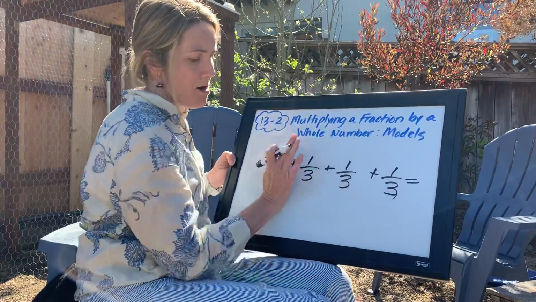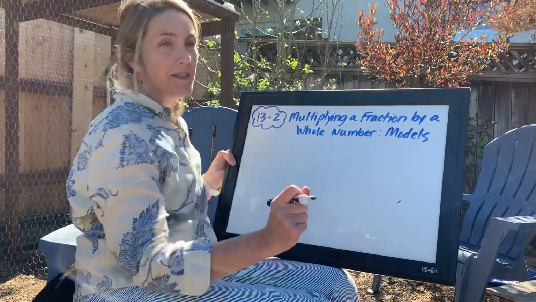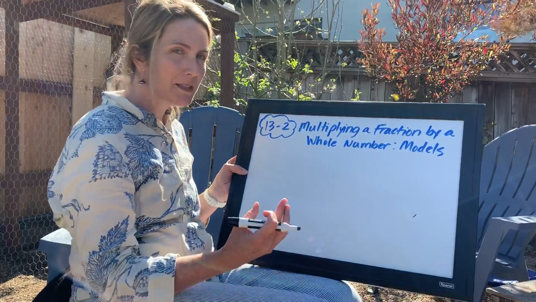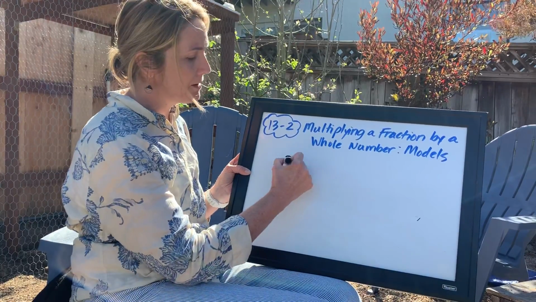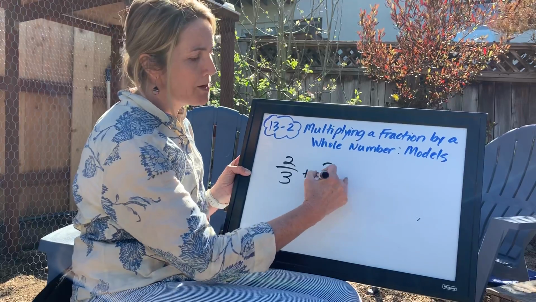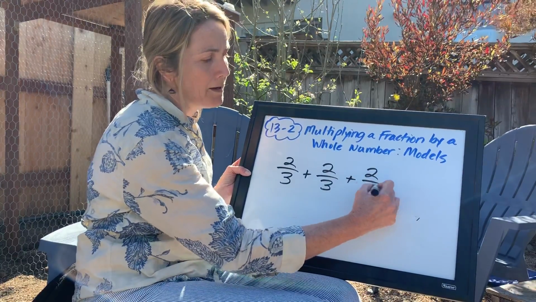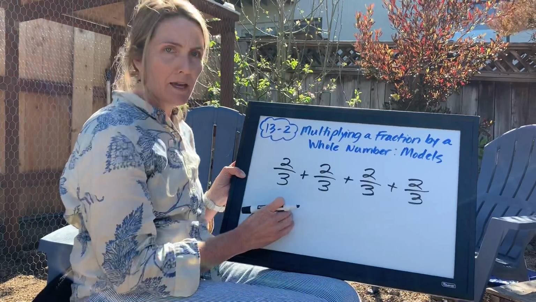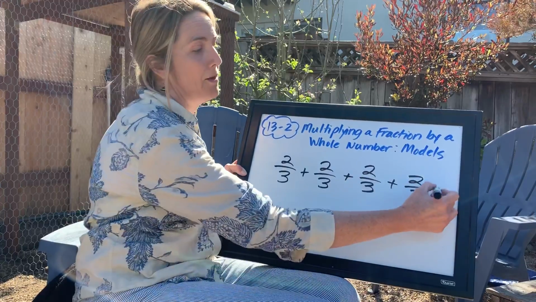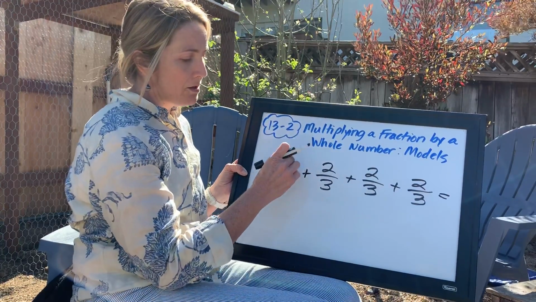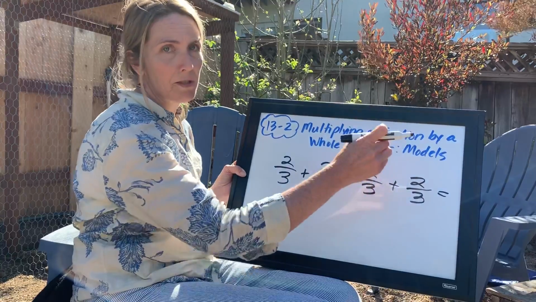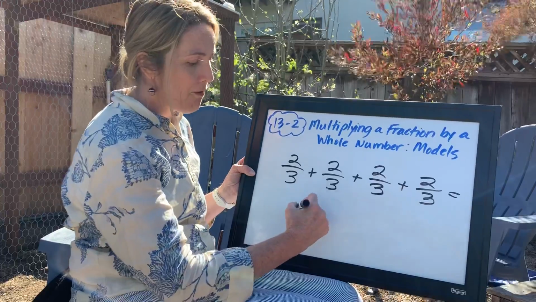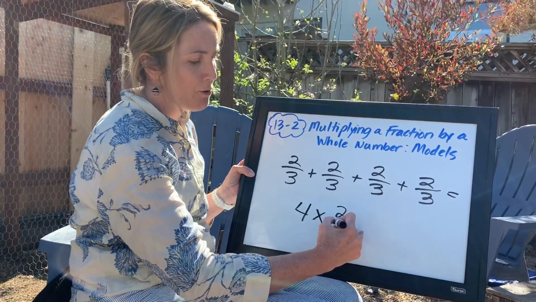Let's go a little bit harder. Same people. You're going to serve juice again to 4 people, but this time each person gets 2/3 of a cup. So I'm going to write it out the long way so you can see this addition problem. What does this equal? Well, you could go 2 plus 2 plus 2 plus 2 over 3, or you could simplify it, right? You could go 4 times 2/3.